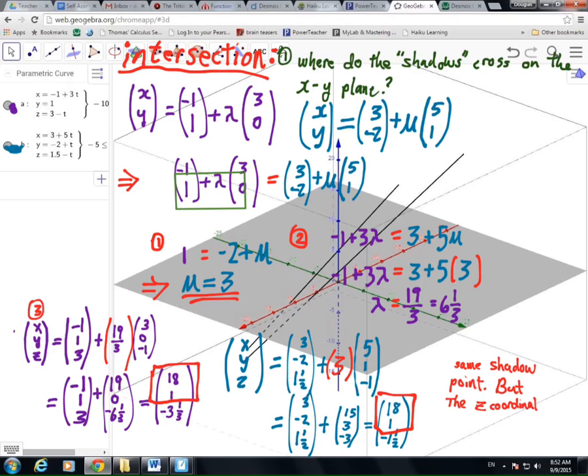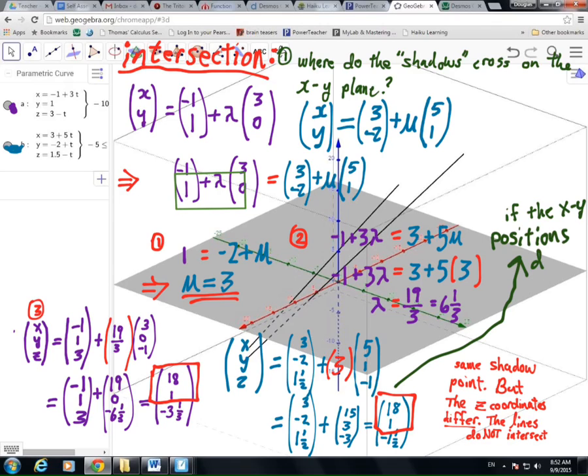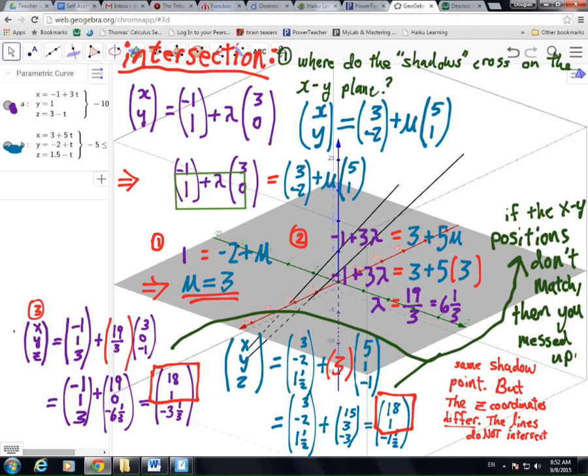However, the z-coordinates at that point are different, therefore the lines do not intersect. If the xy positions don't match, then you made a mistake. So that's a self-checking format. If you used xy up here, then your xy here had better match. If they don't, then you solved your system wrong. Guaranteed that's where your problem would lie. You probably dropped a negative or something silly like that.